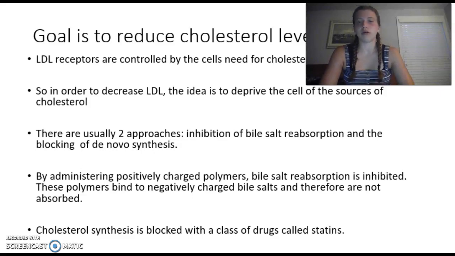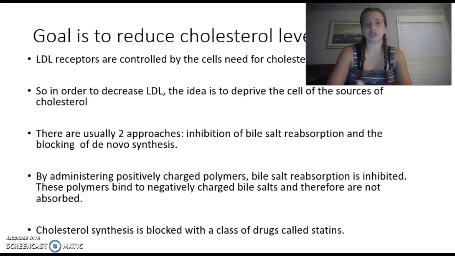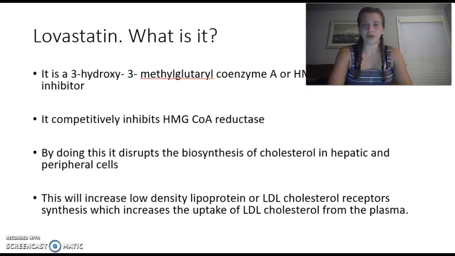We're actually going to talk about cholesterol synthesis being blocked by a class of drugs called statins. Overall, this is pretty cool. I have a lot of patients that are on different statins, like atorvastatin, even lovastatin. We're going to learn about how it lowers cholesterol levels, and it can do a lot of other stuff too, like lowering blood pressure. But for now, we're going to go over lovastatin.